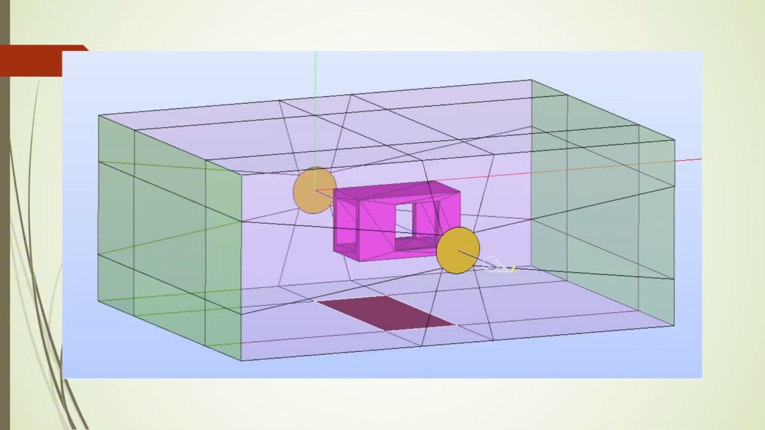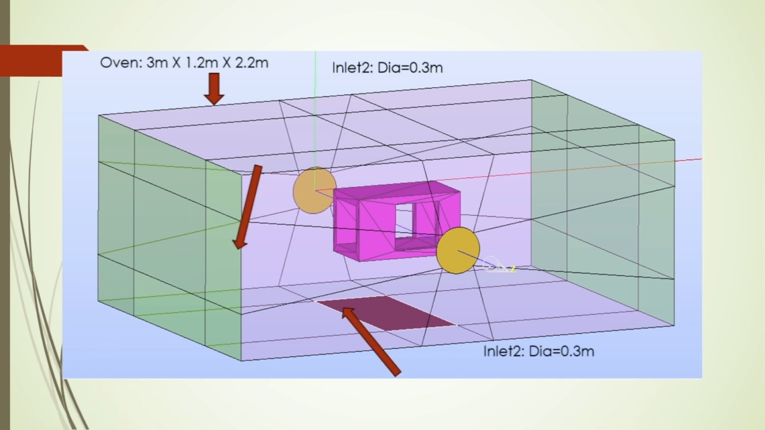The geometry considered for this study is shown here. The oven is modeled as a rectangular box. Two circular surfaces are created on either side. These surfaces are treated as inlets from where the hot air at 453 Kelvin is blown at 0.5 meters per second. A velocity inlet boundary is specified. Only two inlets are used in this study for simplicity.